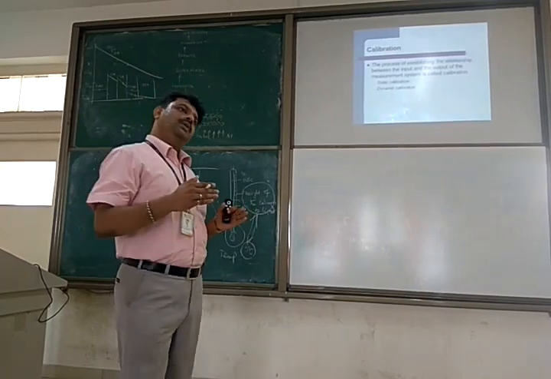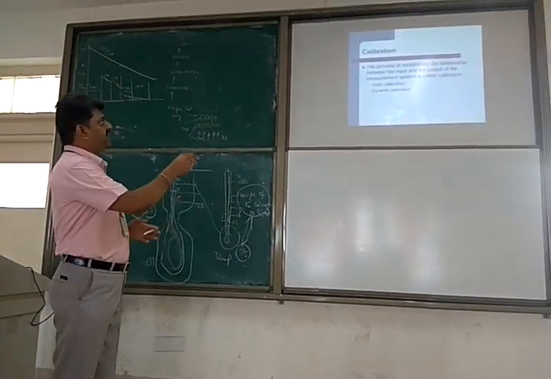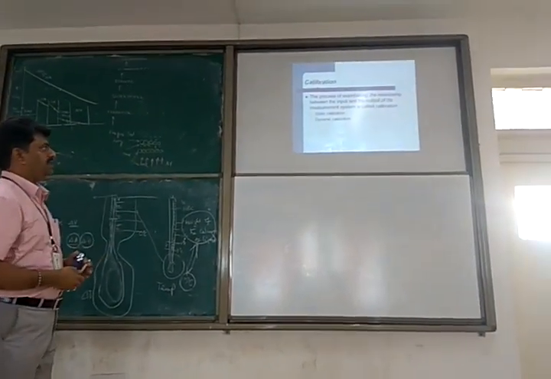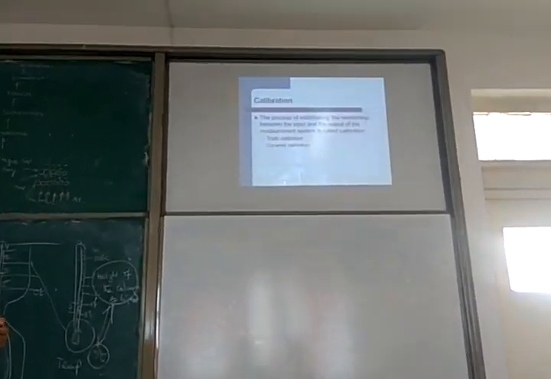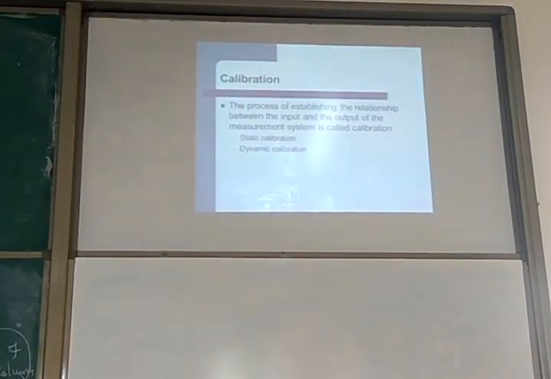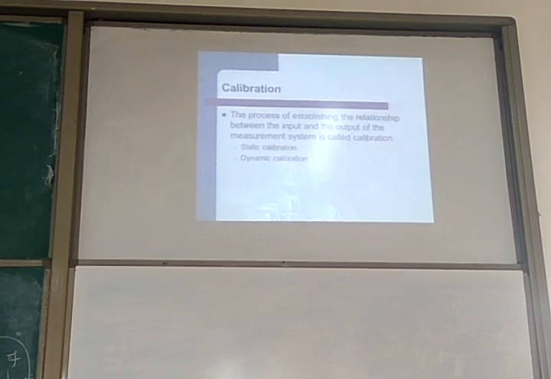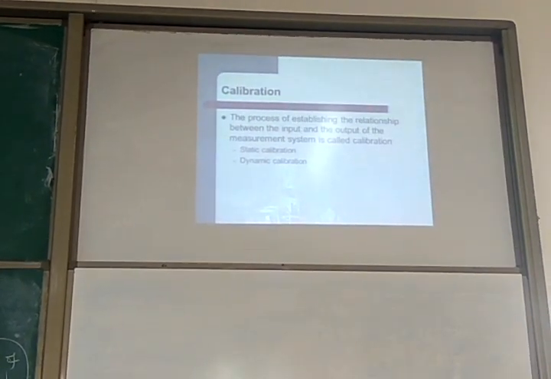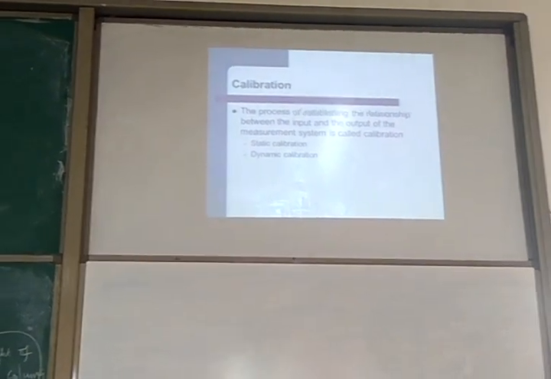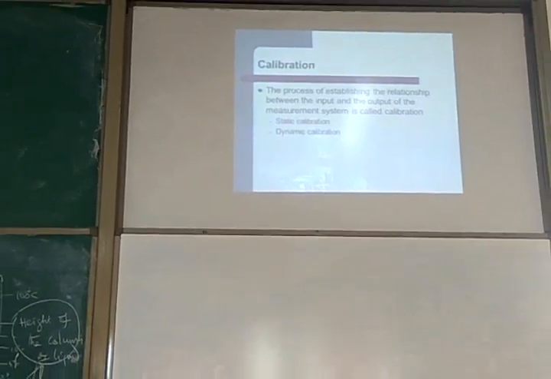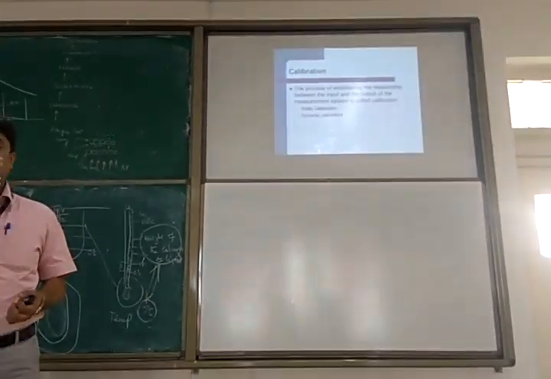Okay. So in general, a generic definition of calibration is the process of establishing the relationship between the input variable and the output variable, or input signal and output signal. There are two types. One is static calibration, the other one is dynamic calibration. What is meant by static calibration?